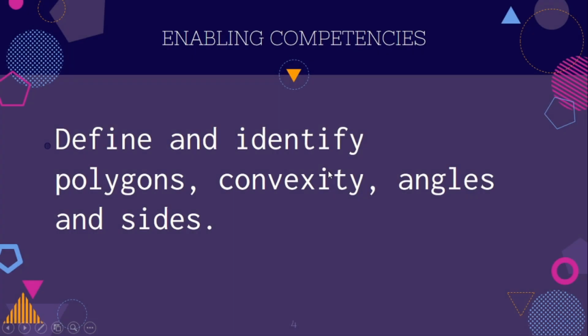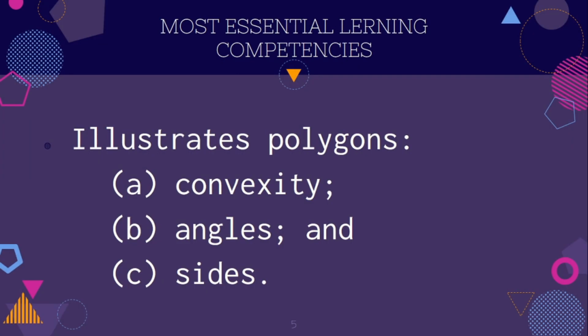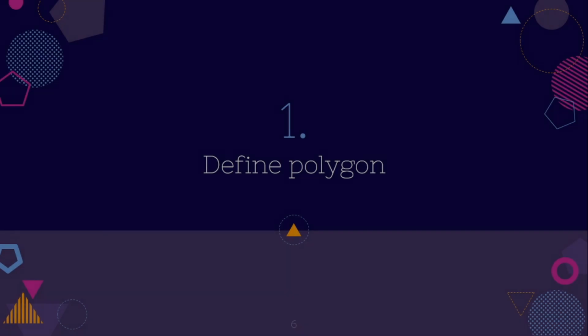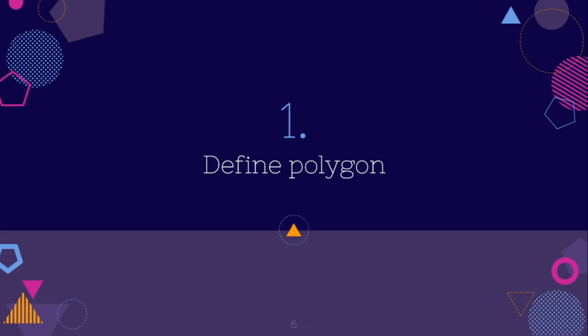Now I have here our enabling competency, that at the end of this you will define and identify polygons, convexity, angles, and sides. And I have here our most essential learning competency, that you need to illustrate polygons, convexity, angles, and sides. Now first, let's define polygon. Ano nga ba ang polygon?